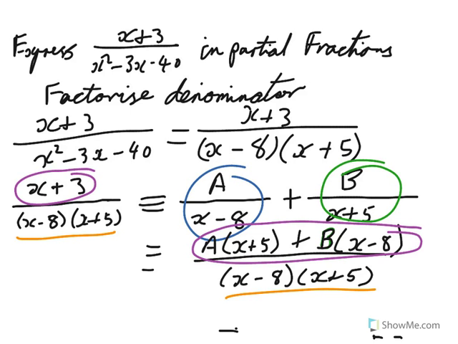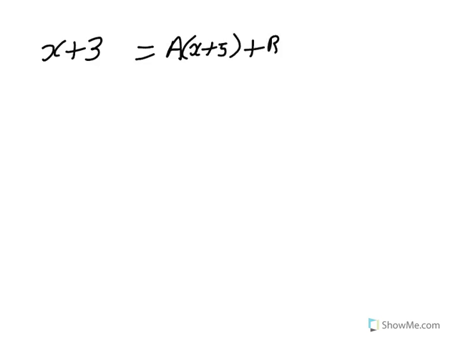So what we know from that is that x plus 3, oops, let's do that, change it to break, x plus 3 has got to be equal to A times x plus 5 plus B times x take 8. Alright, okay, so now we've got to solve that.